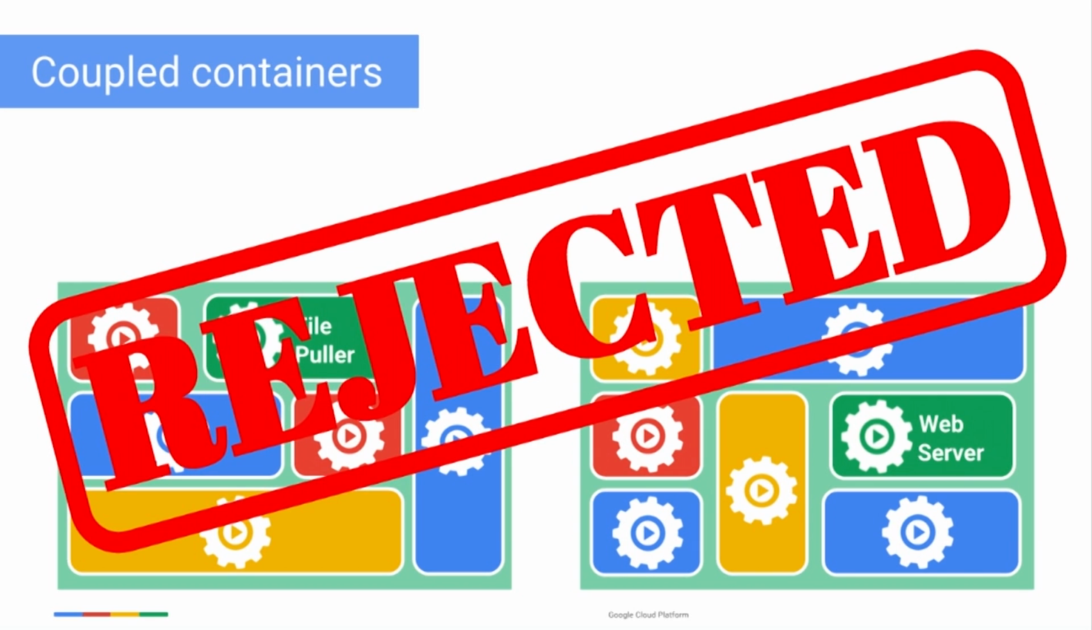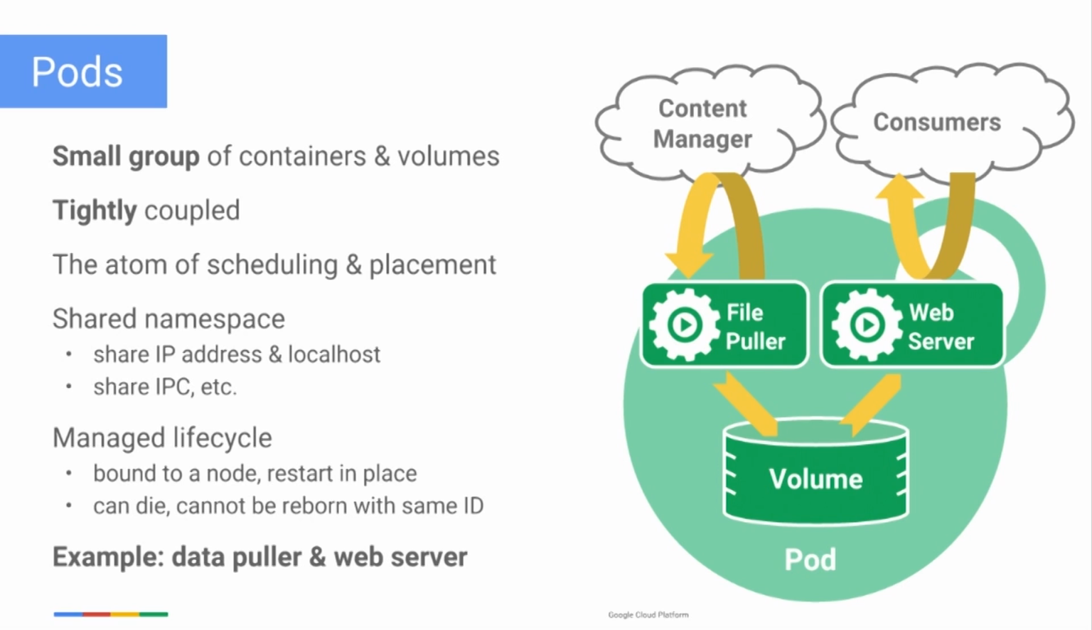That's not helpful. So again, we threw this idea out from the very beginning, and we introduced a concept called pod. Pods are a small group of tightly coupled containers that work together to present an abstraction. They are the atom of our scheduling and placement in Kubernetes. They are how we do resources. They share things like an IP address and a network namespace and IPC and host name, and they can share stuff across volumes. They have a managed lifecycle. They share fate together. If you kill the pod, all of the containers in the pod go away.